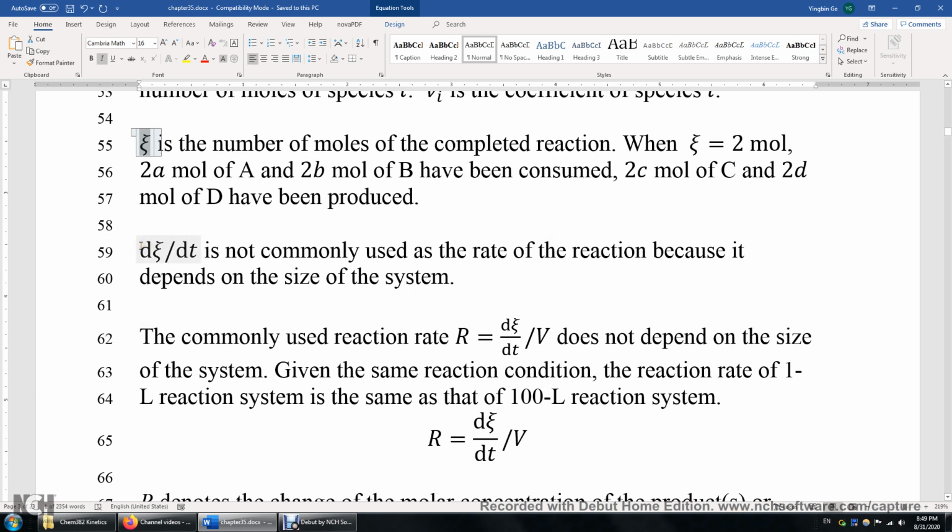We can use d xi over dt as the rate of the reaction, but it's not very convenient because d xi over dt is an extensive property. It depends on the size of the system. So the more commonly used reaction rate is d xi over dt over the volume of the reaction container.